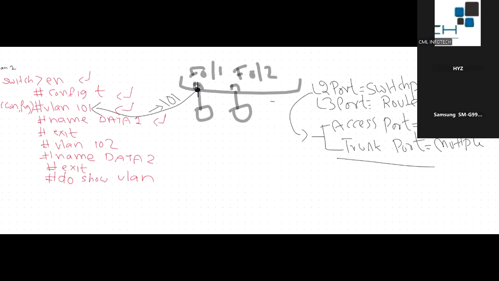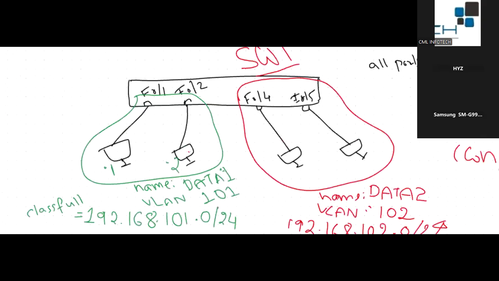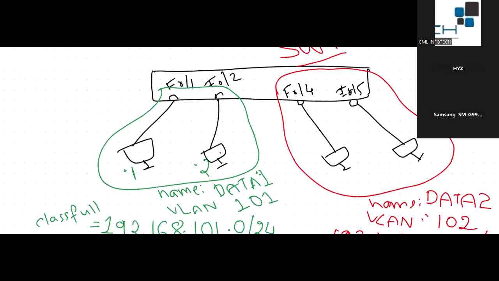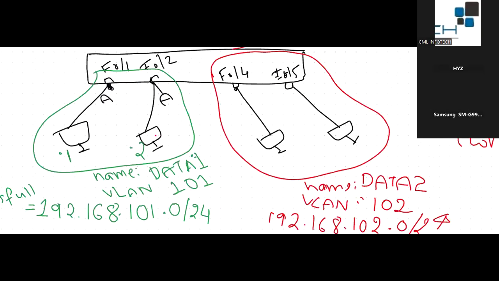Now, when you look into your design, you have port 1 and port 2. This port is a member of your VLAN 101, which means this port must be your access port. This port must be your access port. Why? Because it's part of 101. And this port is also part of your VLAN 102, which means again, this port is your access port. This is also your access port. Now we learn about access port.